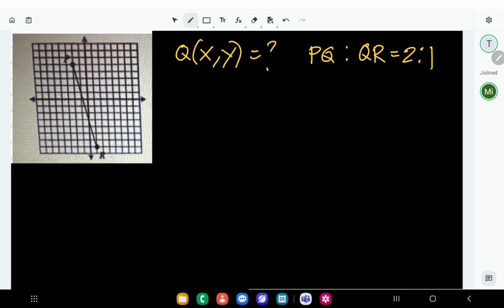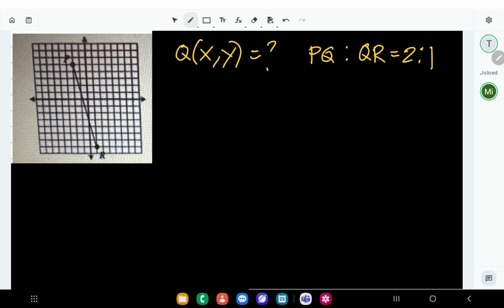Except that this one, you're given the graph. Okay, let me upload the graph first. So this is the graph for number 8. Given the directed line segment PR below, find the coordinates of Q on segment PR. So we don't know where Q is. So we need to find point Q such that the ratio of PQ to QR is 2:1. So we're given the ratio.